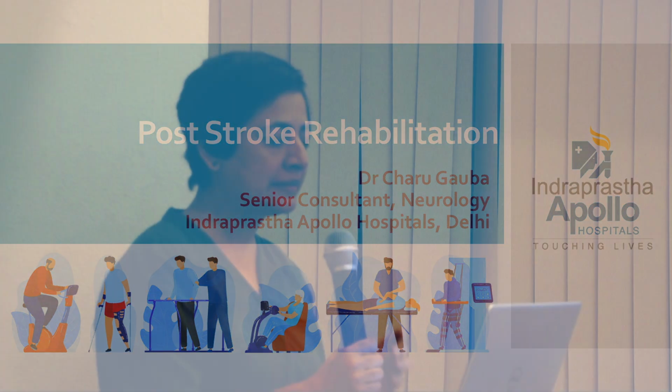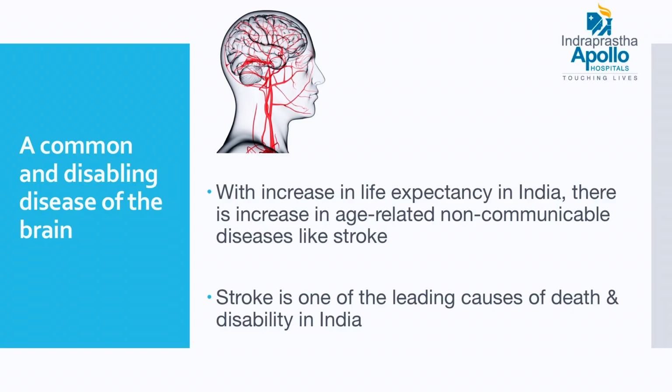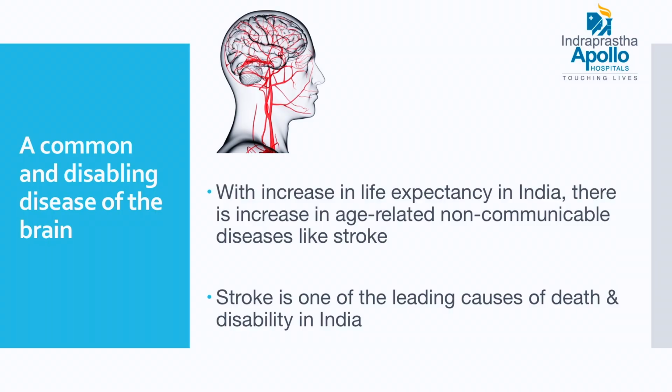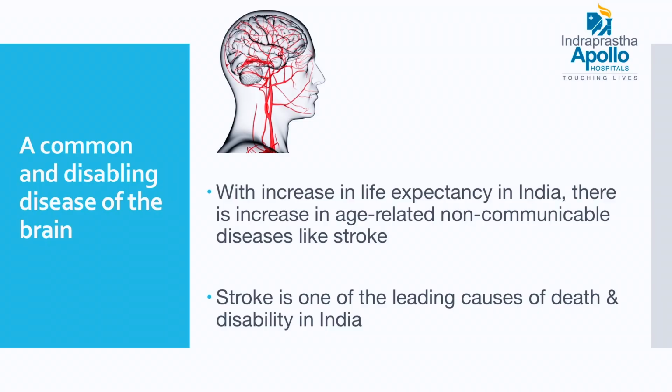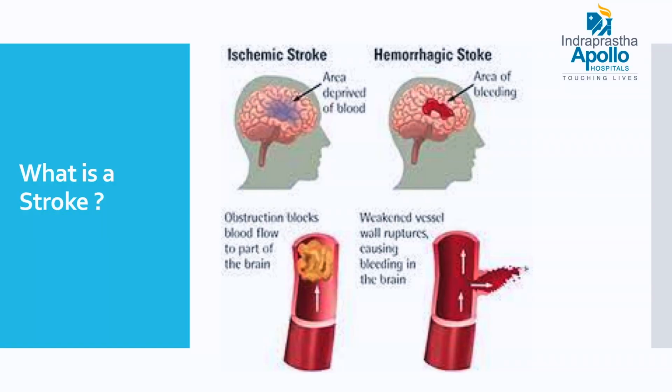As Dr. Dhamija mentioned earlier, there is an increase in life expectancy in India. And with this, there's an increase in age-related diseases like stroke. Stroke is one of the leading causes of death and disability in India and worldwide. There are two types of strokes. The more common one is ischemic stroke, and the other one is hemorrhagic stroke, more commonly known as brain hemorrhage.